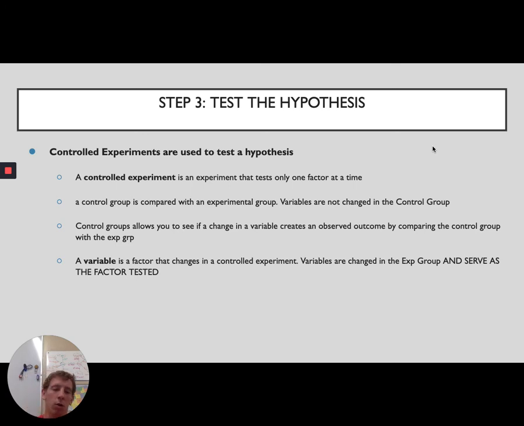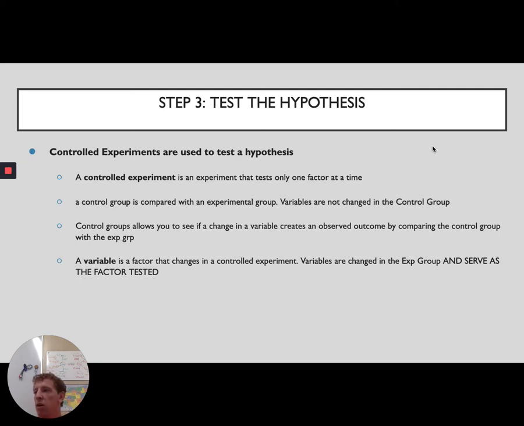Variables are not changed in the control group. So remember, cup 1 was just the soap and water. Cup 2 was sugar. Cup 3 was salt. And so you're kind of saying, okay, I have no solutes added, then I have some stuff added, then I have other stuff added. Control groups allow you to see if a change in a variable creates an observed outcome by comparing the control group with the experimental group.